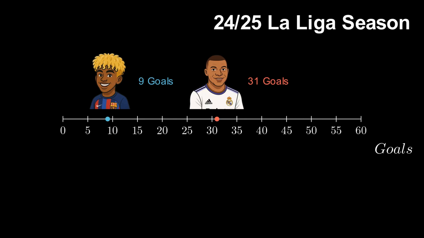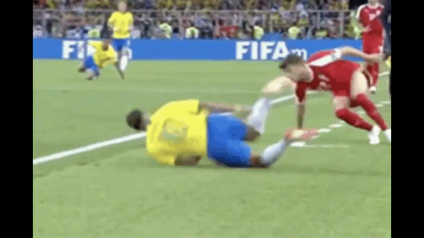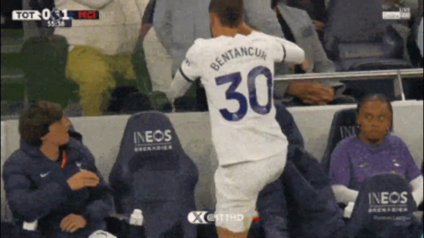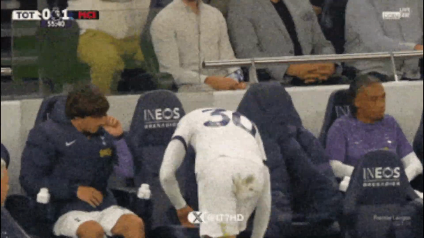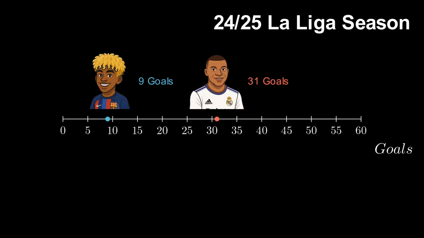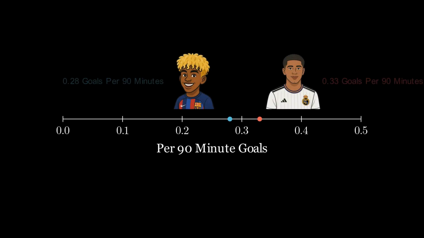Let's say that a player was injured for a good majority of the season, or that they usually get subbed out. These players would then unfairly be deemed to have less goal scoring output compared to other players. However, if we instead use per 90-minute goals, then we can fairly compare players' goal scoring ability without worrying about the number of games played or substitutions.